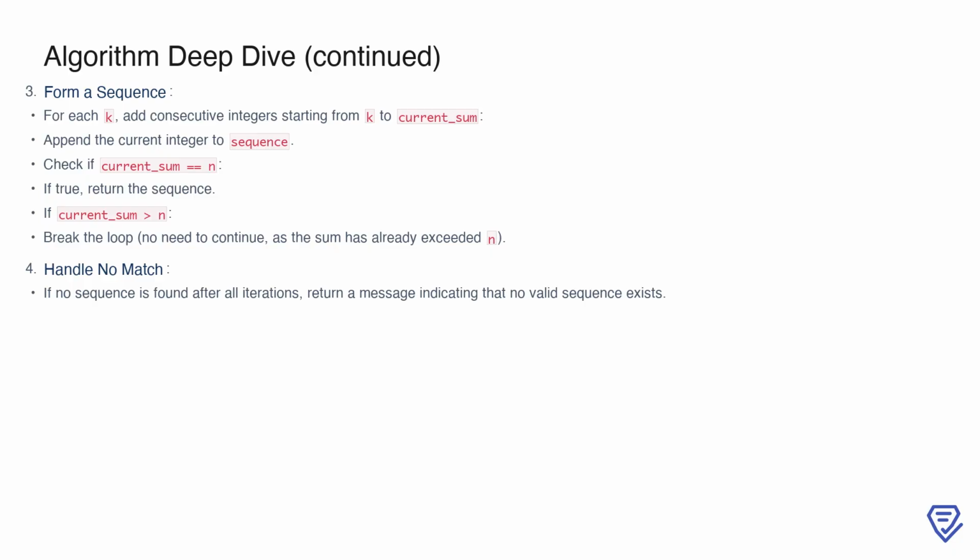On the other hand, if the current_sum exceeds n at any point, we can stop the process for that starting point since it's clear that no valid sequence can be formed. The loop for that k is broken, and we move on to the next potential starting point. If, after iterating through all possible starting points, no valid sequence is found, we simply return a message indicating that no solution exists for the given n. This approach ensures that all possibilities are considered while minimizing unnecessary computations.